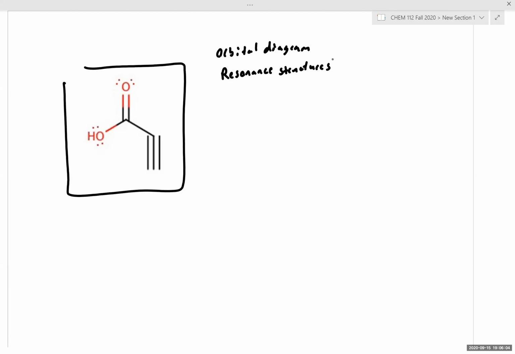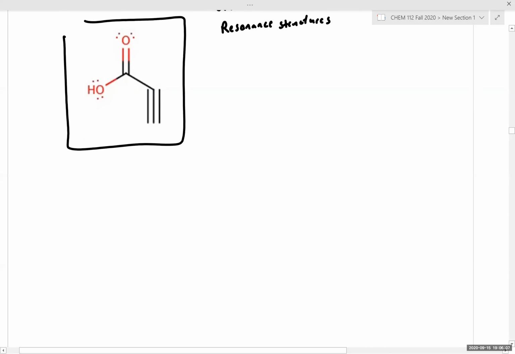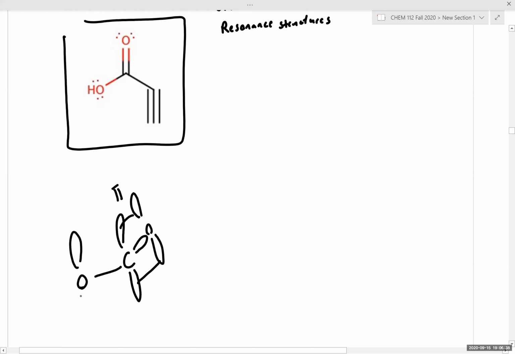Okay, so let's look at this picture and let's try to see what we can see. First and foremost, if we're drawing out an orbital picture, we know that carbon is forming a pi bond with oxygen using one of its p orbitals. Additionally, there is an oxygen that has a lone pair, and that oxygen lone pair can be held in a p orbital, and it can participate in delocalization.